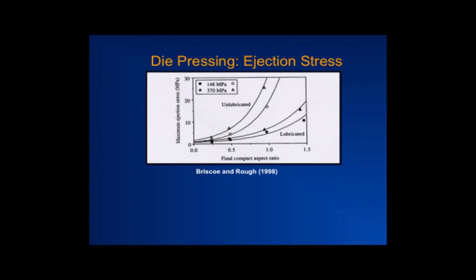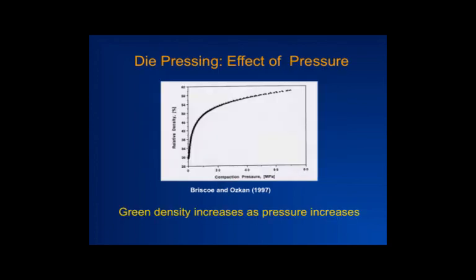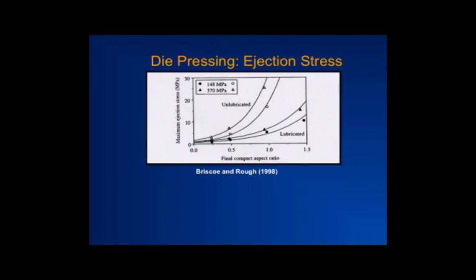You can imagine the more complex the external geometry of the part, the higher the surface area, the greater the stress is going to be. But this is now for parts of different aspect ratio. Aspect ratio means how tall it is relative to the diameter. Okay, so that's aspect ratio, and these are two different compaction pressures, right? One pressure here, one pressure there, so different densities. What are some things that you see in this plot?